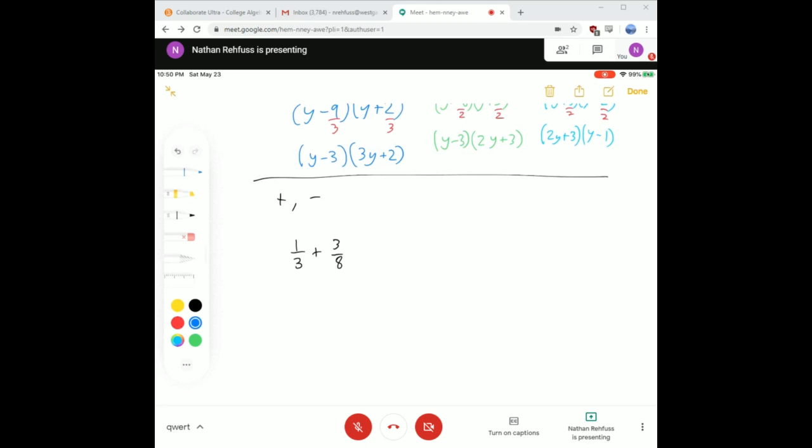Thirds can be subdivided into 24ths, and eighths can be subdivided into 24ths, because 3 and 8 are both factors of 24. What I'm going at is, if I multiply this guy by 8 over 8, and I multiply this guy by 3 over 3, then I have 8 24ths on the left, and I have 9 24ths on the right. It's 3 times 3 is 9, 8 times 3 is 24. So altogether I have 17 24ths.